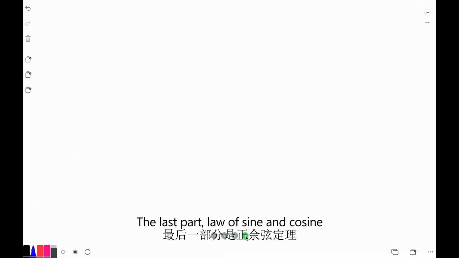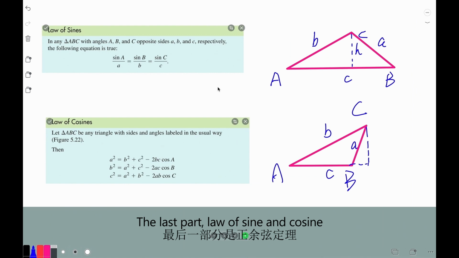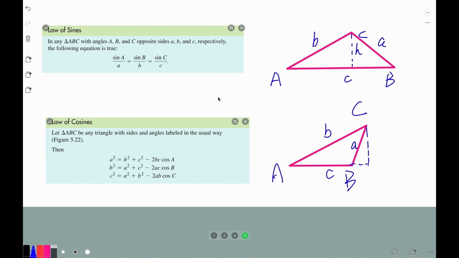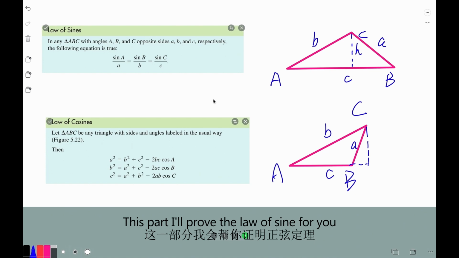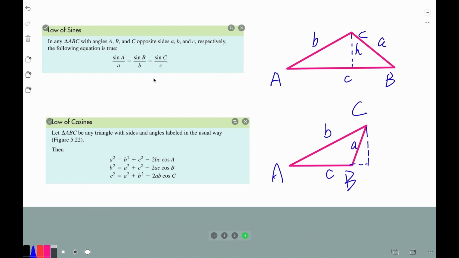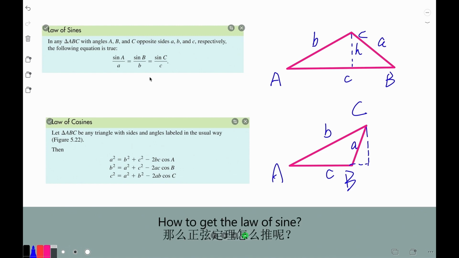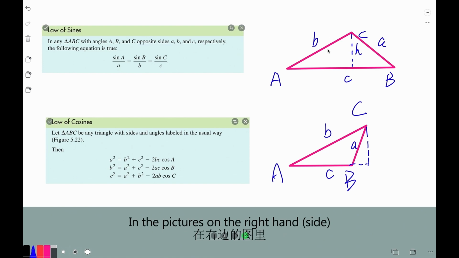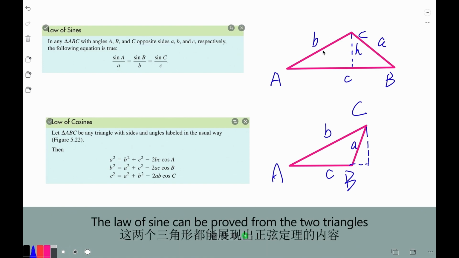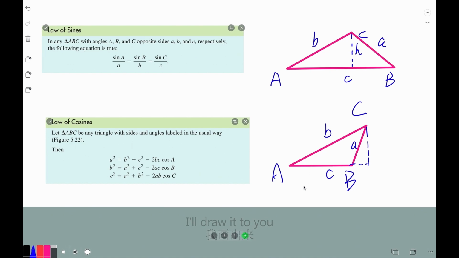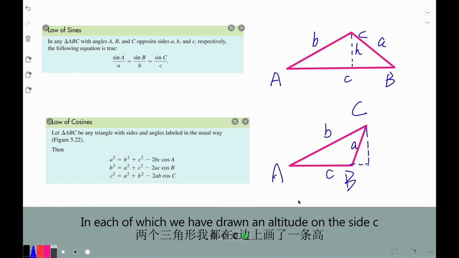The last part is the law of sines and law of cosines. For this part, I will prove the law of sines for you, and for the law of cosines, we just need to apply it to solve problems. To get the law of sines, look at the pictures on the right. You can see the derivation of the law of sines refers to two triangles. I will draw it for you, in each of which we have drawn an altitude to side C.